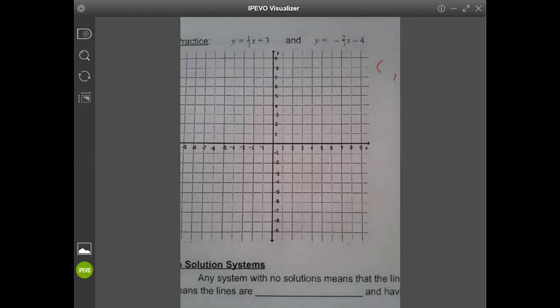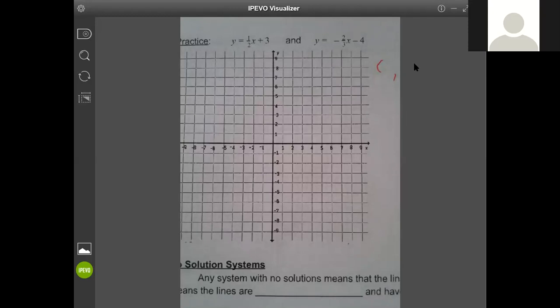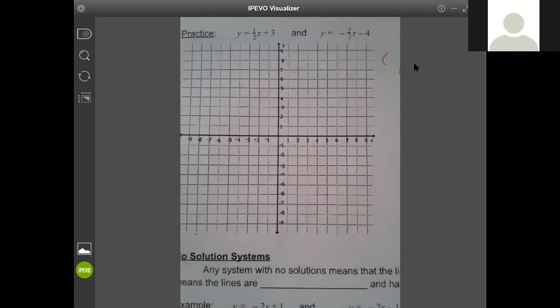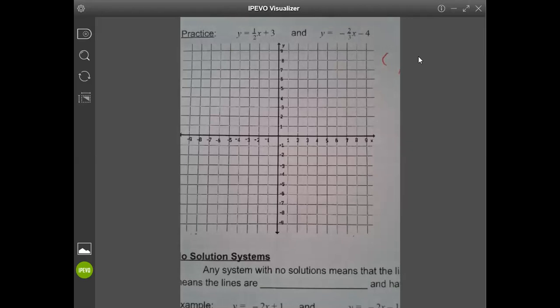All right, looks like Trevor's got his hand up. Let me go to him real quick. Trevor, what's up? Yes, I'm confused about the whole thing. So confused about graphing in general, or about how to find the solution after you've graphed? Both. All right, so what's confusing you about the graphing right now? Just how the fraction part works, I'm still confused about that.